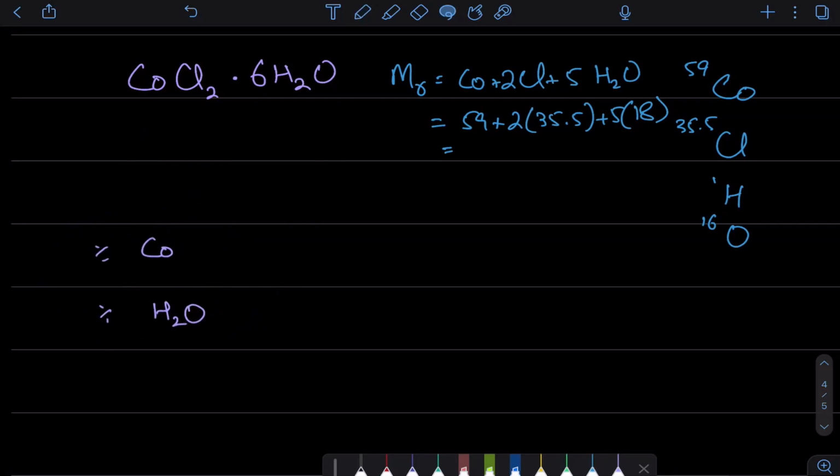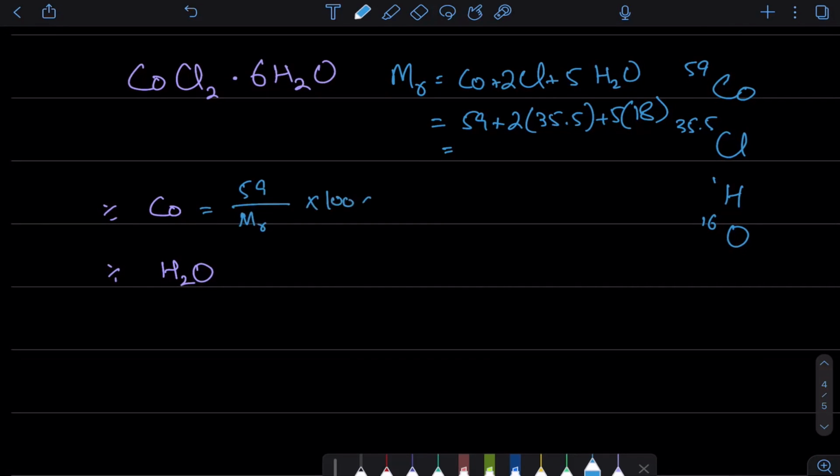And once we have that, we can easily use it to figure out the cobalt. So cobalt is 59 over the MR times 100%. And water is going to be 6 into 18 over the MR times 100%.